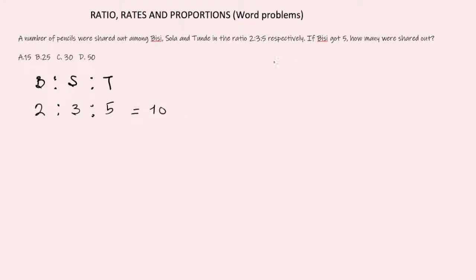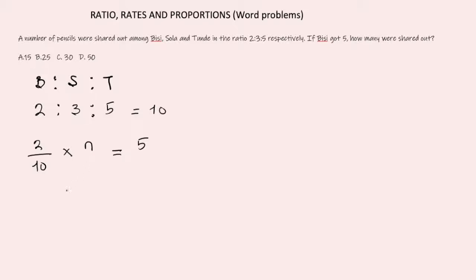Now, we don't know how many pencils were shared, but we were told that Bisi got 5. So Bisi's share of the entire pencils shared is 2 over 10, which, if you multiply by the total number of pencils shared, would result in 5 pencils. We don't know how much was shared, but we know that if you find Bisi's share of what was shared, it results in 5. So all we need to do is make n the subject of the formula, find the value of n, and that is the total number of pencils that were shared.